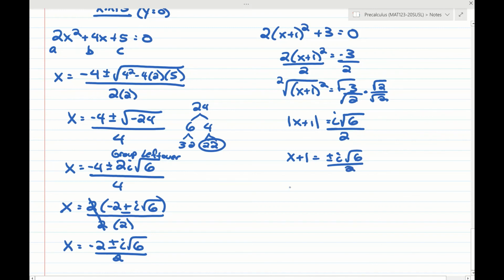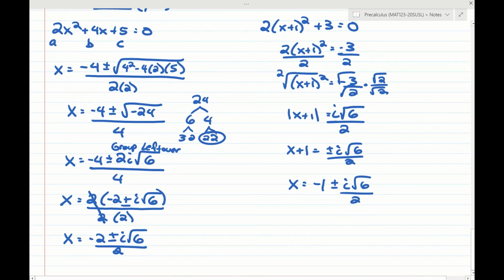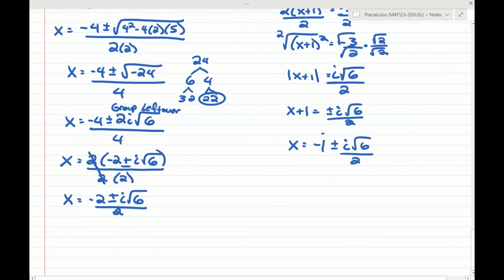and then bring the 1 over. Now this doesn't look like what we have on the left, because if we get a common denominator, multiply by 2 over 2, you get x is -2 plus or minus i root 6 all over 2. So it is exactly the same thing.